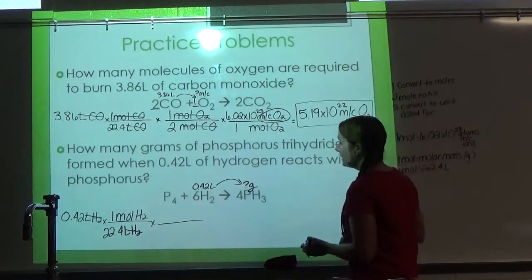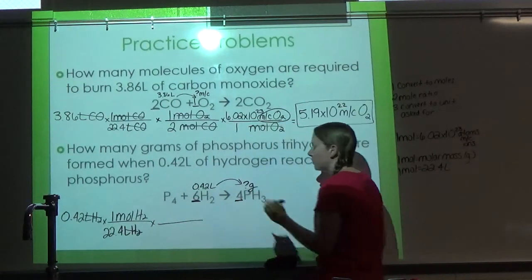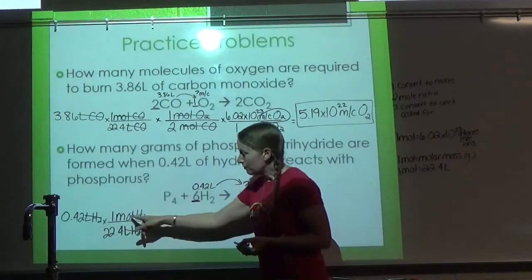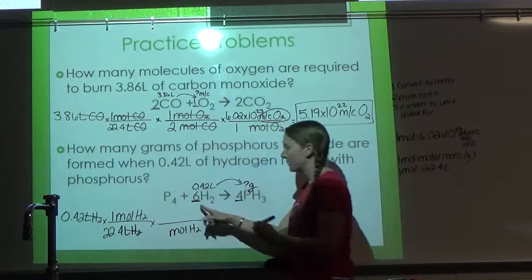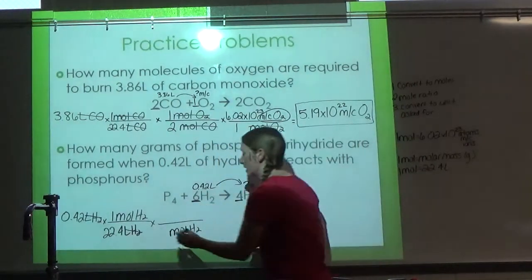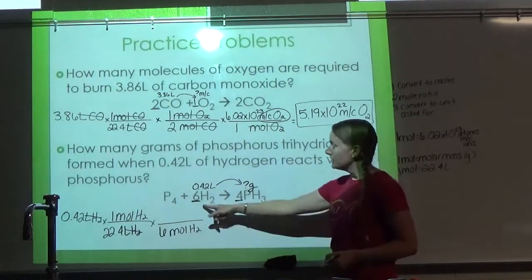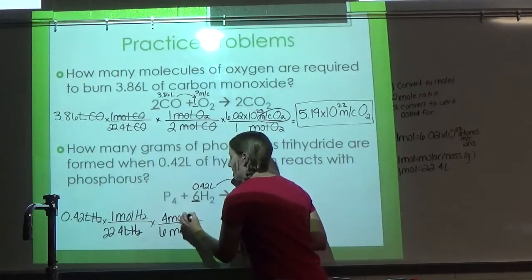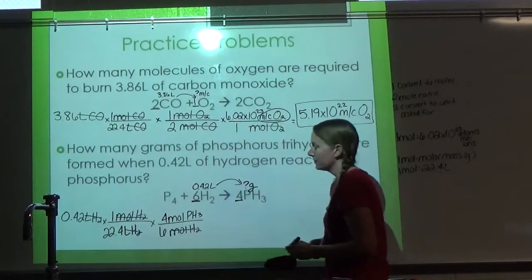Step 2 is mole ratio. Well, if you look, 6 moles of hydrogen make 4 moles of PH3. So I follow my golden rule. Moles of hydrogen must go on bottom. How many? 6, because that's the coefficient. Remember, mole ratio step is the only step we use the coefficients. 6 moles of hydrogen equals 4 moles of PH3. So moles of hydrogen cancel.